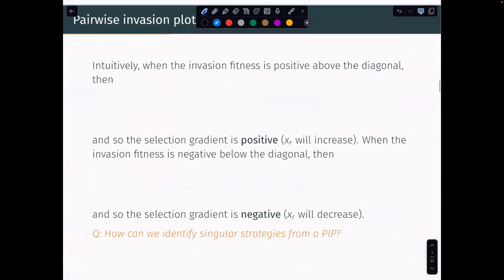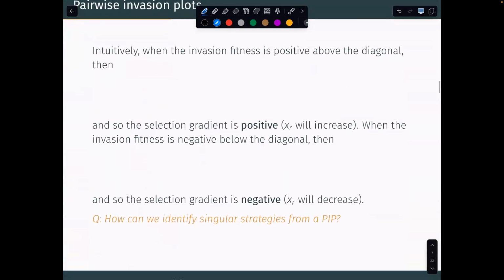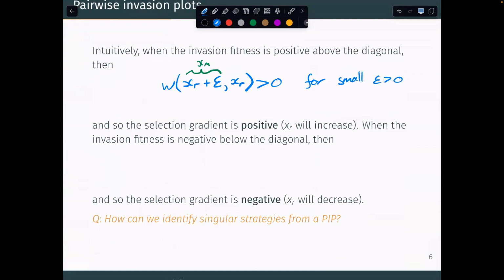So like I said, intuitively, when the invasion fitness is positive above the diagonal, then that means that for some small value of epsilon, W of the invasion fitness of our resident trait plus some small value, this is just our XM, in an environment set by that resident trait, is going to be positive for sufficiently small epsilon greater than 0.